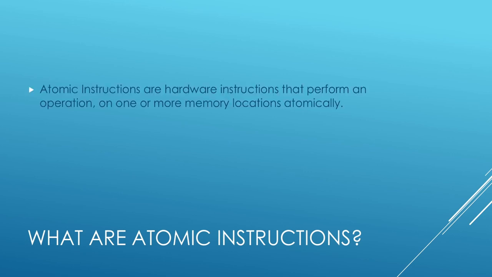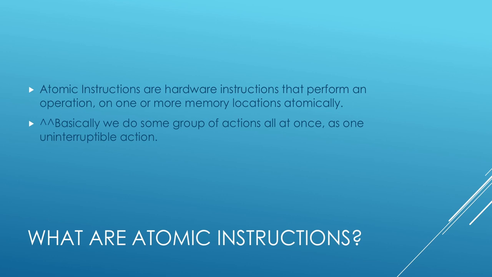First, what are atomic instructions? Atomic instructions are hardware instructions that perform an operation on one or more memory locations atomically. Basically, we do some group of actions all at once as one uninterruptible action.